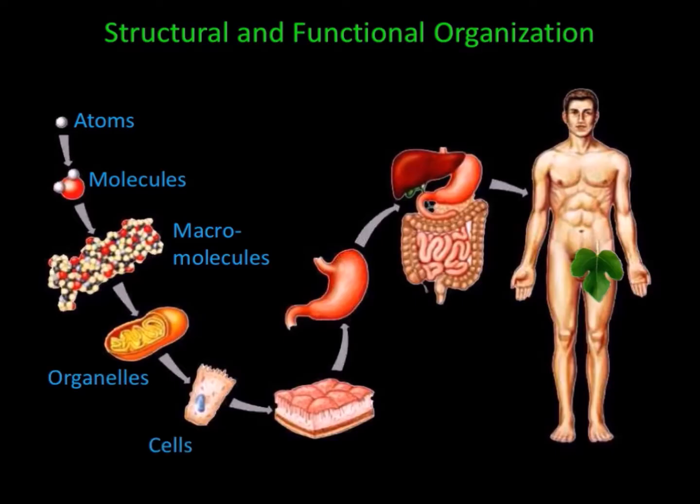Organelles make up cells. A group of cells that perform a common function are called tissues. A group of tissues that perform a common function are called organs. A group of organs that perform a common function are called organ systems. And finally, a group of organ systems that come together form an organism, in this case, the human body.